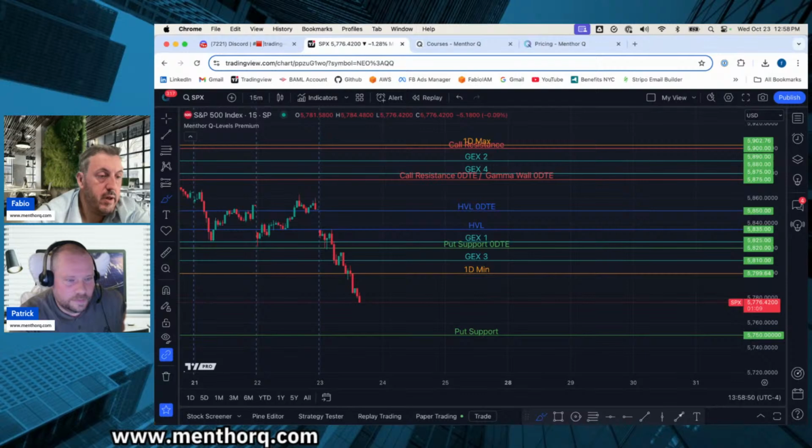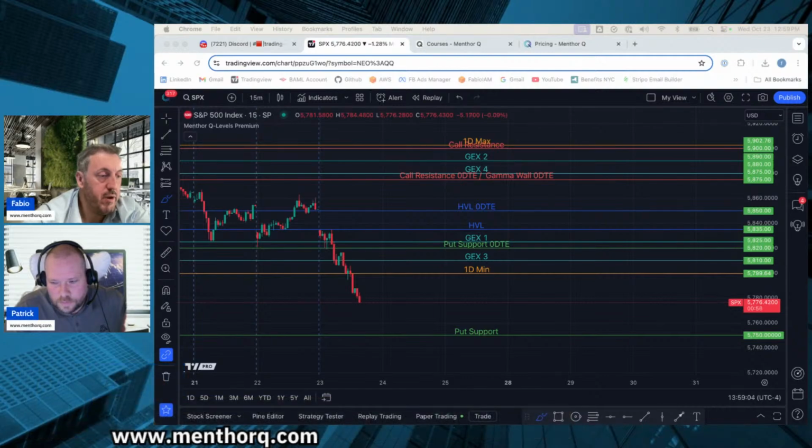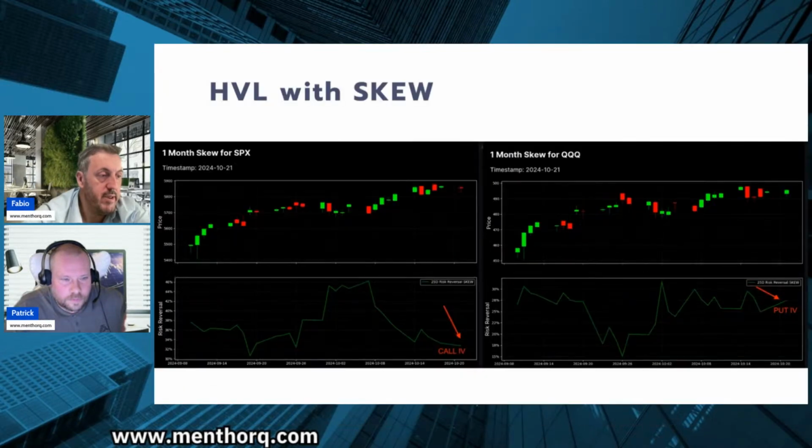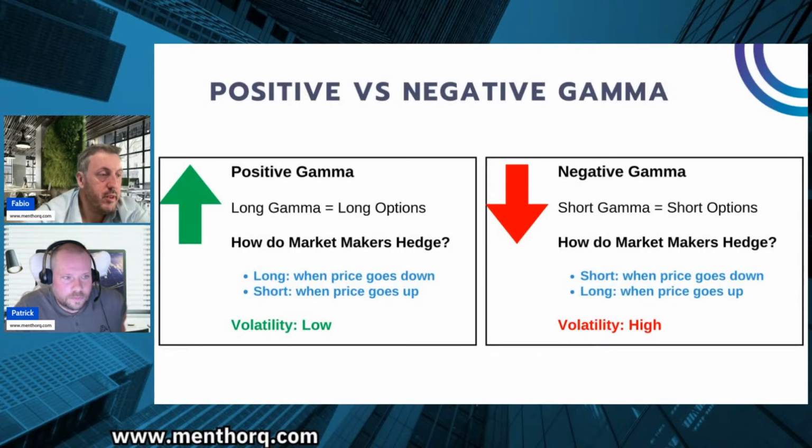Yeah, and I think let's go back to one of these questions from Amit. Can you explain a little bit more on the IVO level and how the GEX impact changes? So I think if we go back to our slide right here, the biggest concept you need to understand is the change from positive to negative gamma, and the change in the way delta hedging is done if we are in positive or negative gamma.